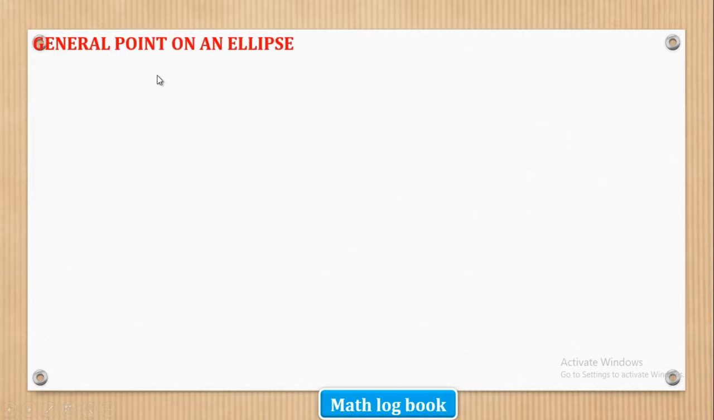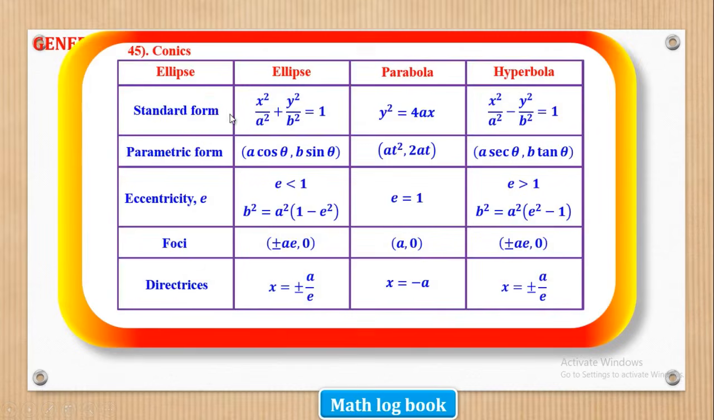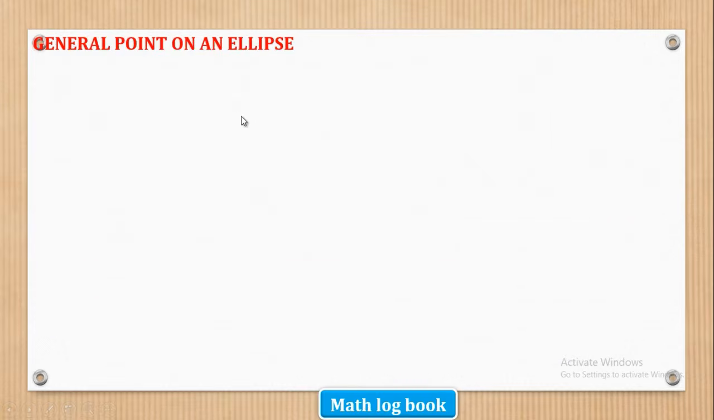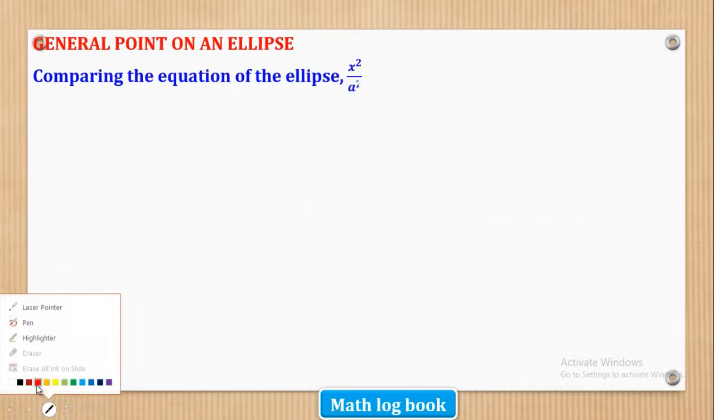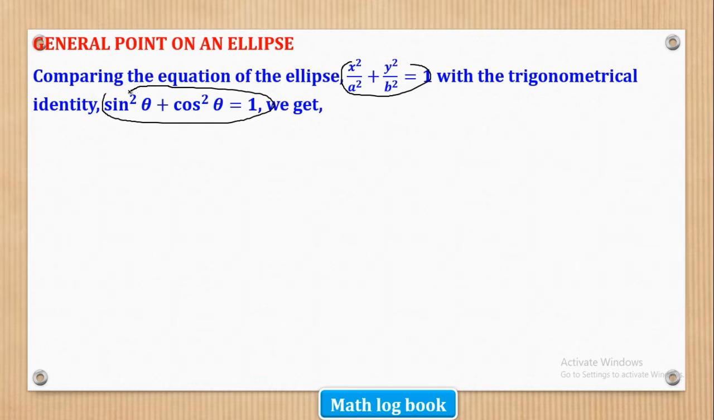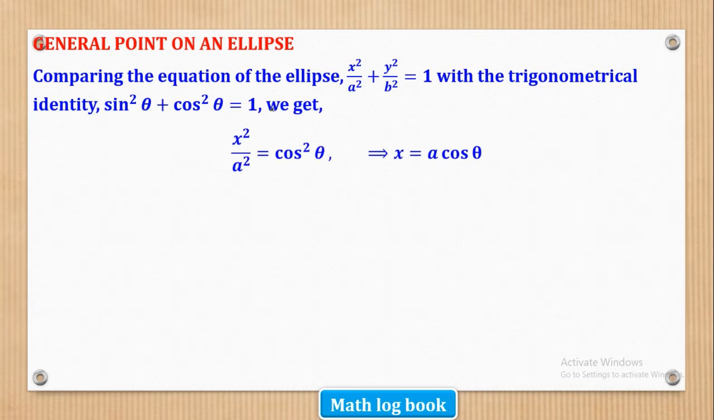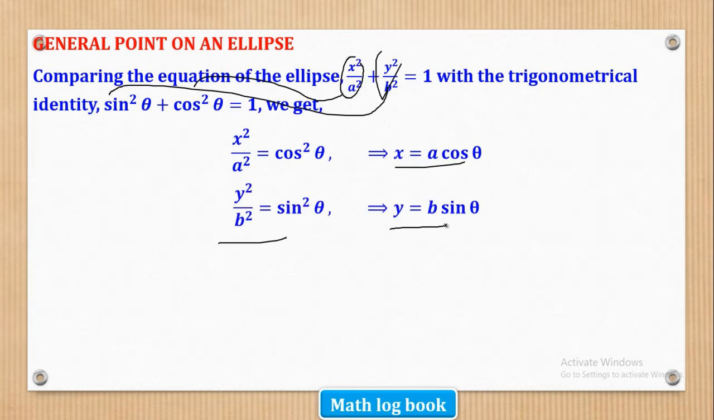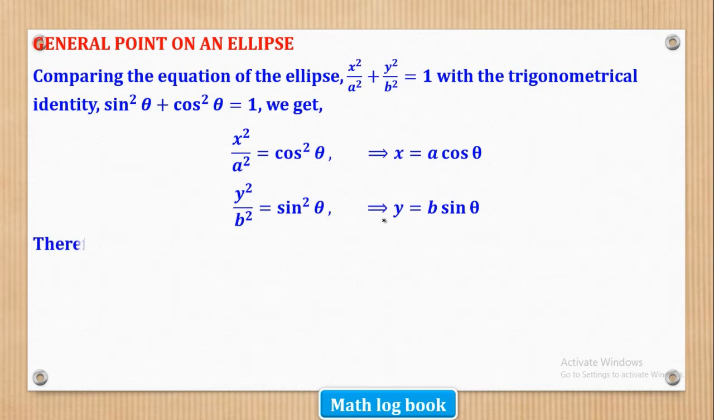So now we shall go to general point on an ellipse. So from your mathematical logbook, the general point is this: a cos theta, b sin theta. So what we want to do, we want to see how it comes about. So here what we do, we shall compare this general equation of an ellipse with this trigonometrical identity, which you already know that sin squared theta plus cos squared theta is equal to 1. So what I'm going to do, I'll compare this with this, of course, to come up with this x equal to a cos theta. Then also compare this with the one of sine to come up with this, which is equal to that. So you don't interchange.